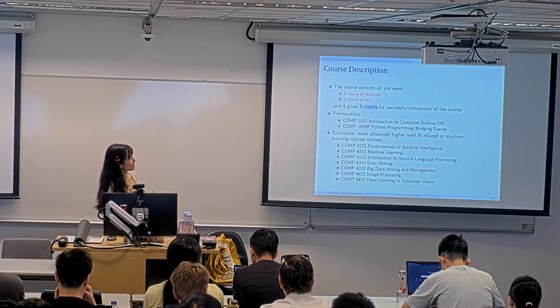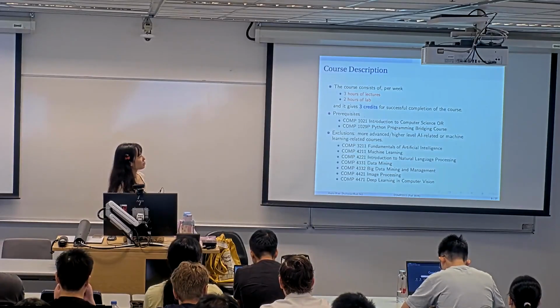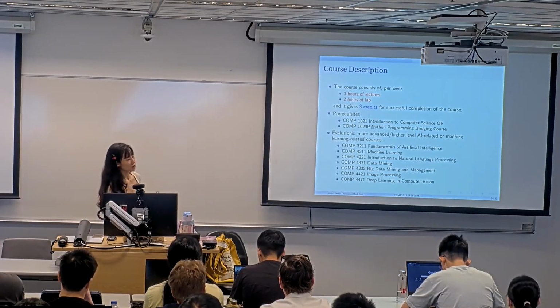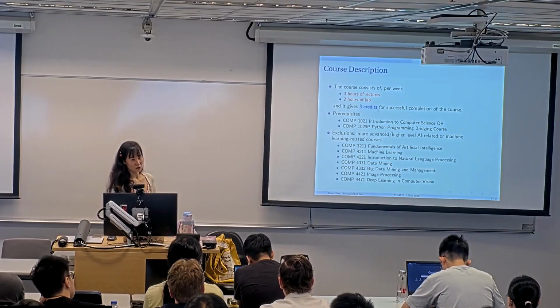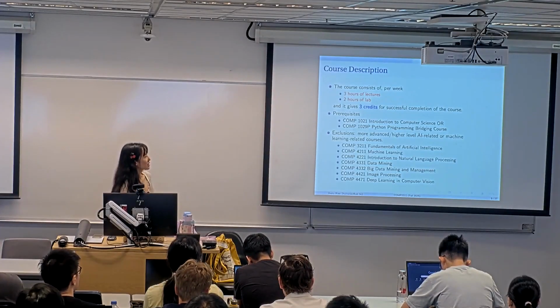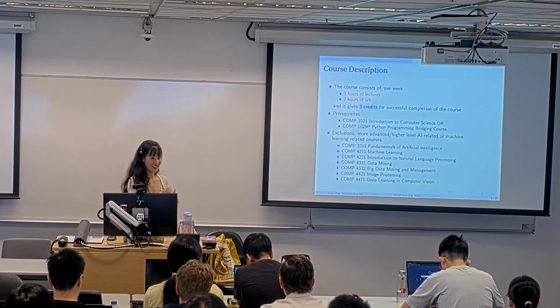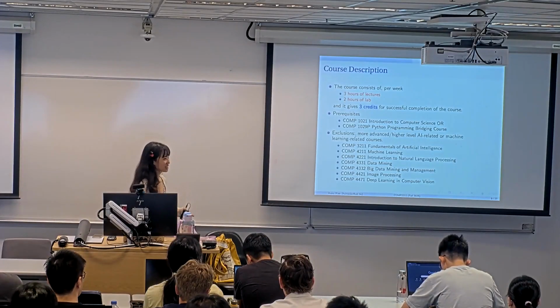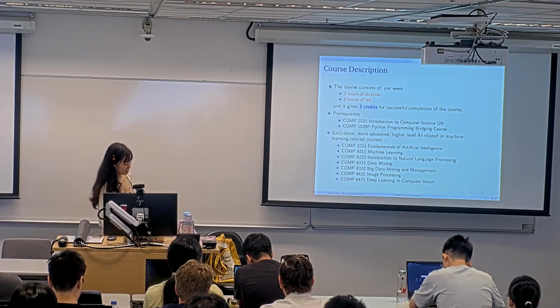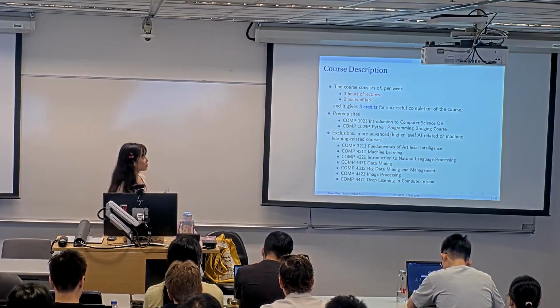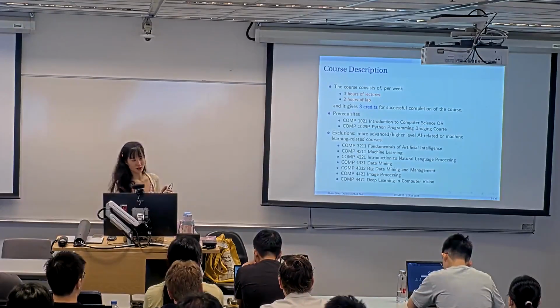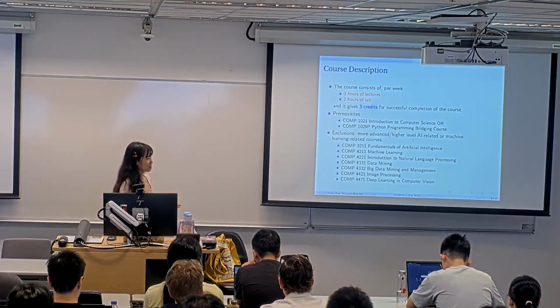The prerequisites, you already know that, it's COMP1021 or COMP1029P, and this is the last semester we have these prerequisites. So starting from next semester, it will become COMP1023. For the exclusions, we have quite a long exclusion list. The logic is that any more advanced or higher level AI related or machine learning related courses are exclusions for COMP2211.